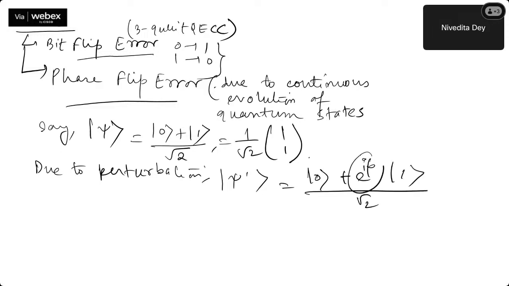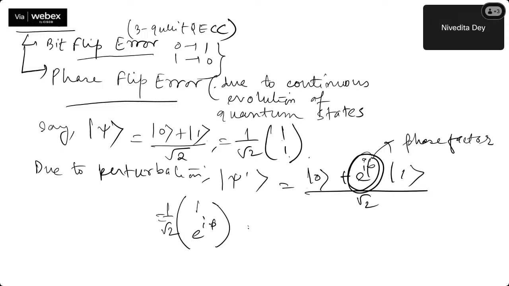Well, this is a phase factor, positive or negative, I don't know, but a phase factor that has been associated with my earlier state. So it was initially 1 by root 2, and right now 1 by root 2 will be as it is. Whenever it was |0> and |1>, I was writing 1 and 1. Whenever it is |0> plus e^(iφ)|1>, I'll write it down as 1 and e^(iφ). No issue with that.